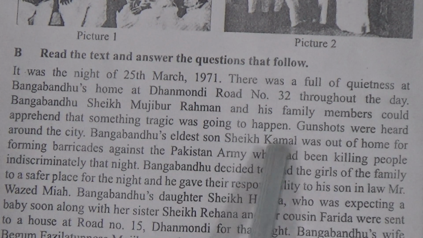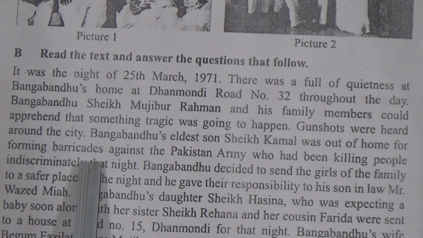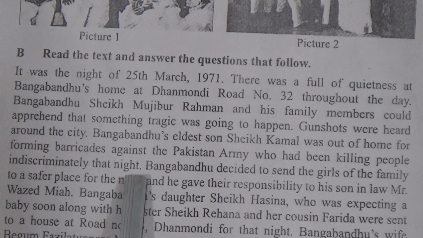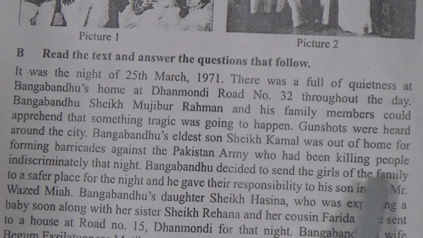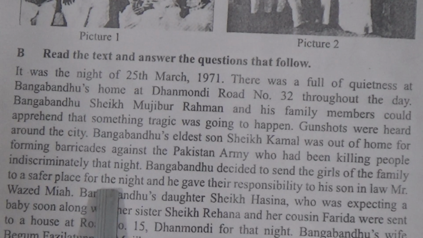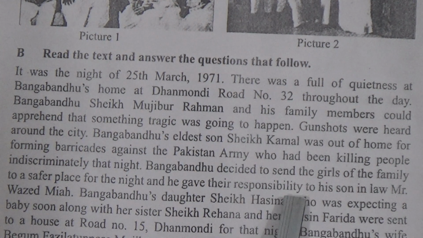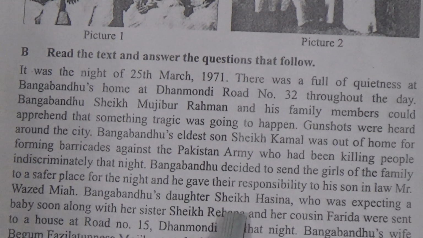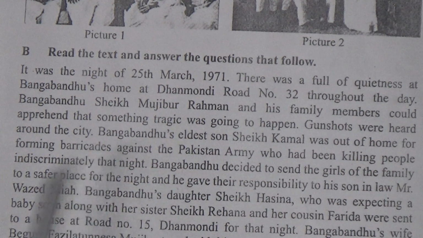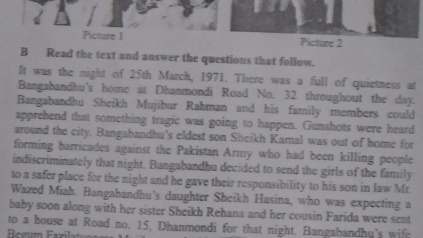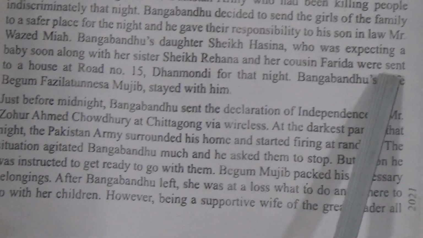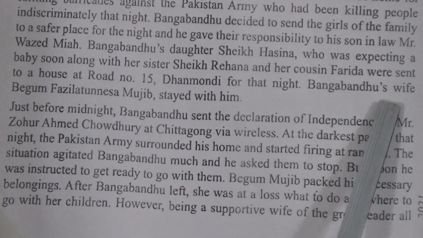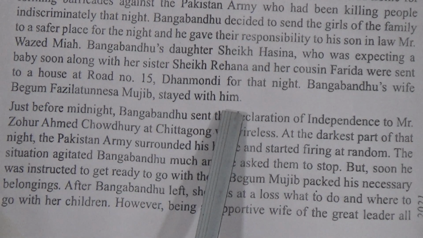Bangabandhu's eldest son Sheikh Kamal was out of home for forming barricades against the Pakistan army who had been killing people indiscriminately that night. Bangabandhu decided to send the girls of the family to a safer place for the night, and he gave their responsibility to his son-in-law named Mr. Wajid Mia. Bangabandhu's daughter Sheikh Hasina, who was expecting a baby soon, along with her sister Sheikh Rehana and her cousin Farida, were sent to a house at road number 15, Dhanmondi, for that night. Bangabandhu's wife, Begum Fazilatunisa Mujib, stayed with him.